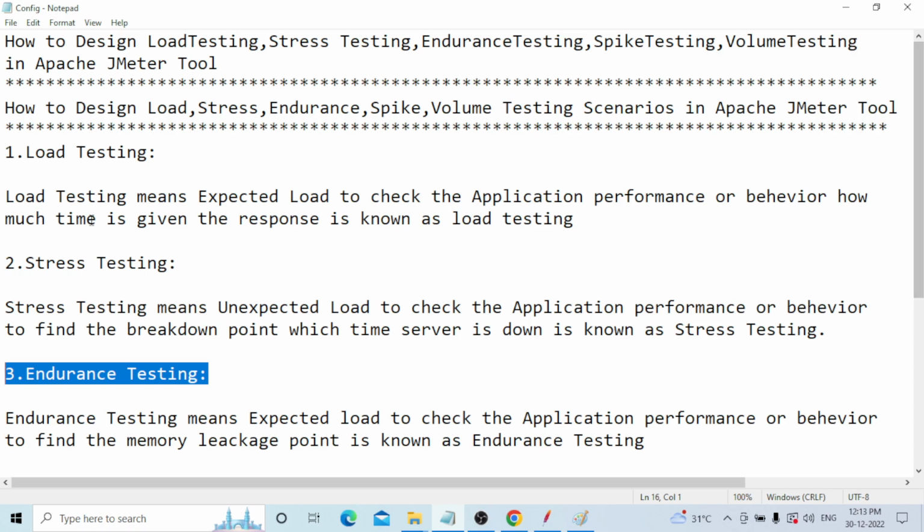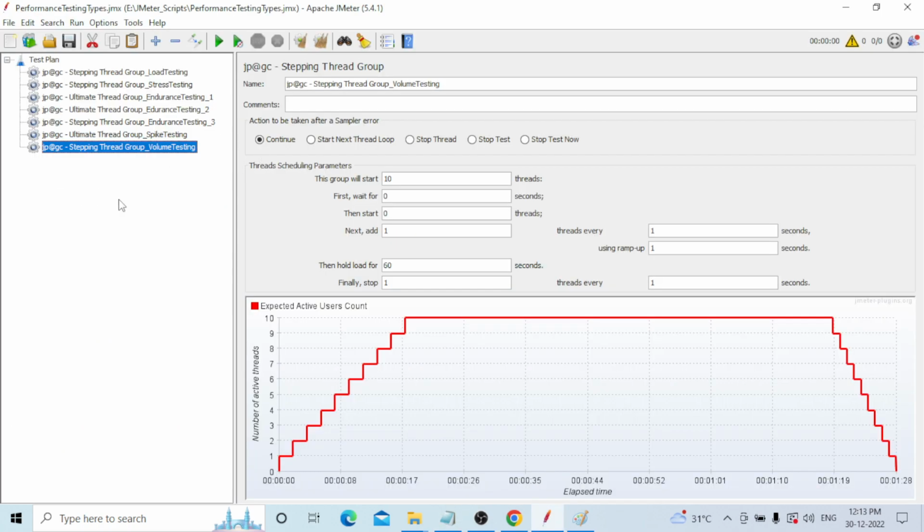Okay, now that is completed. Now we need to move to JMeter and see how to design these scenarios first for achieving the purpose. Okay, in JMeter I have already designed this one. Everything is time consuming, it will take so much time, so I designed it beforehand.